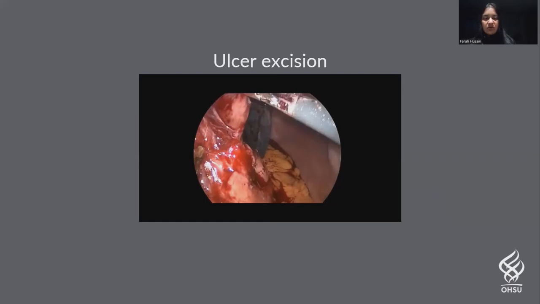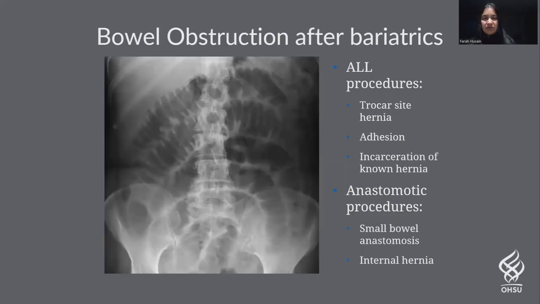You may need to oversew or even wedge out a piece of the remnant to completely remove that ulcer. These ulcers can stick to anything around them, so you may have some difficulty with the dissection, but it is reasonable to resect them completely.